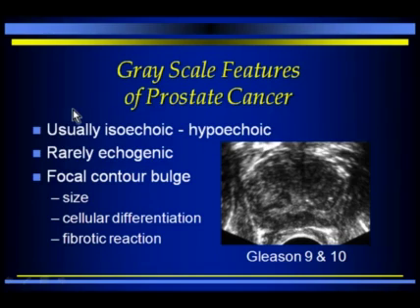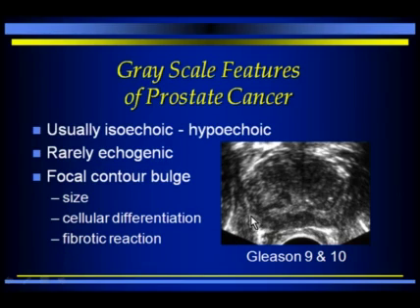So on grayscale, prostate cancer is usually isoechoic to hypoechoic. This is an infiltrating prostate cancer in the outer gland. Rarely is it echogenic. Often you can see a contour bulge, especially in more advanced prostate cancer. But how the cancer looks depends on the size of the lesion, depends on the degree of cellular differentiation, and on the fibrotic reaction that you might see within the prostate to the cancer.